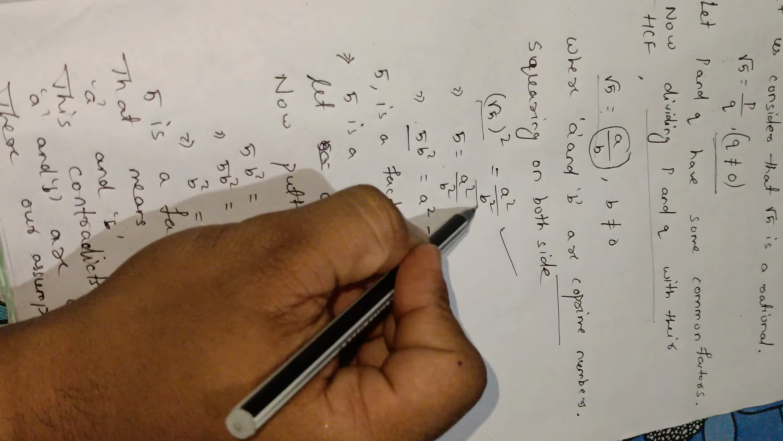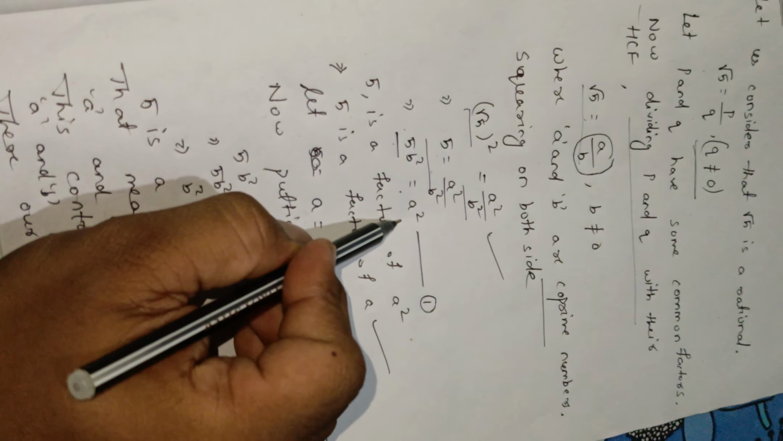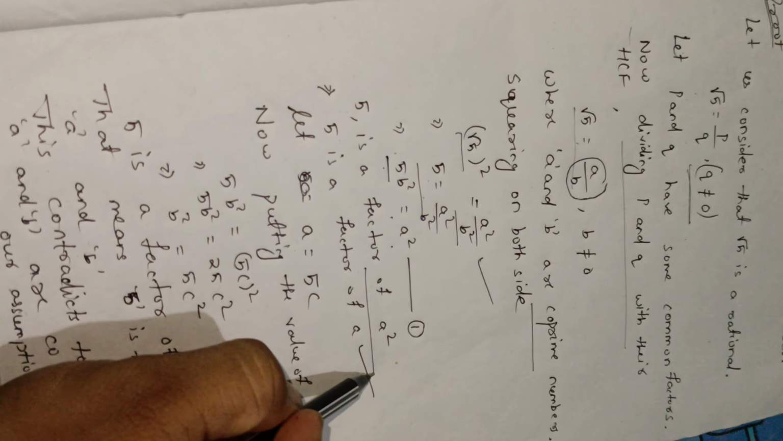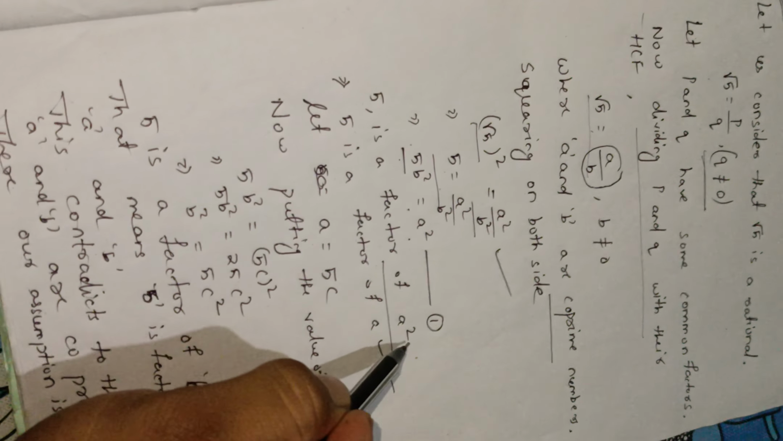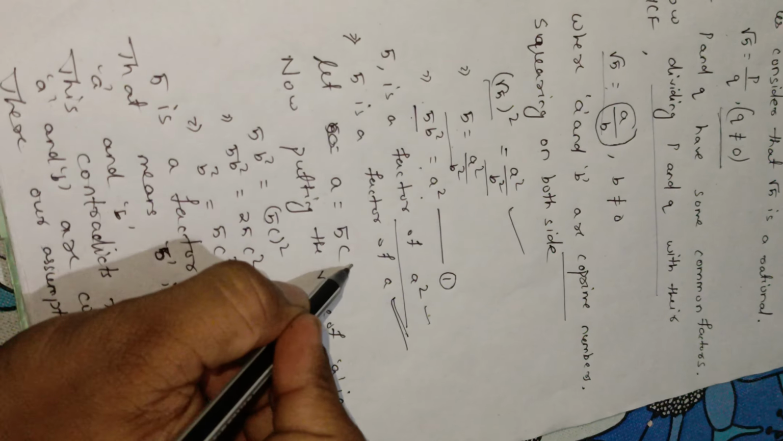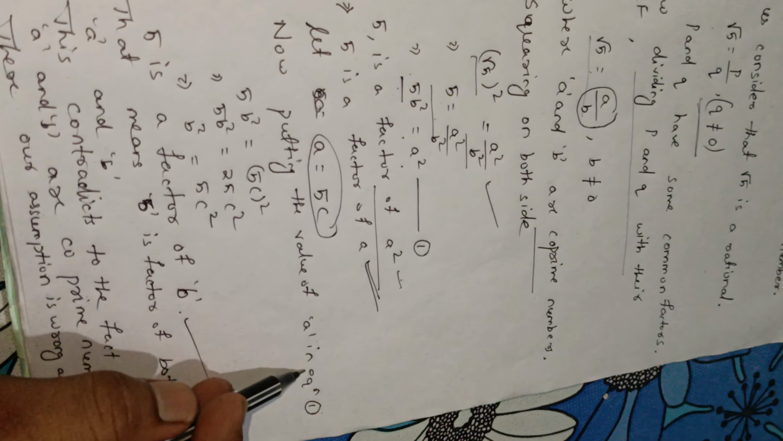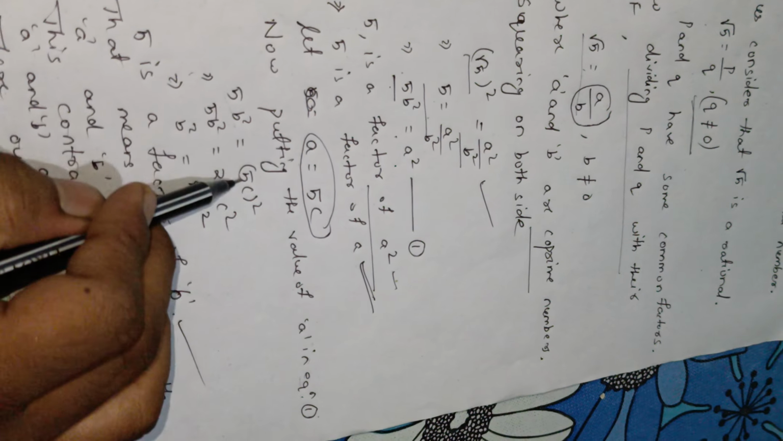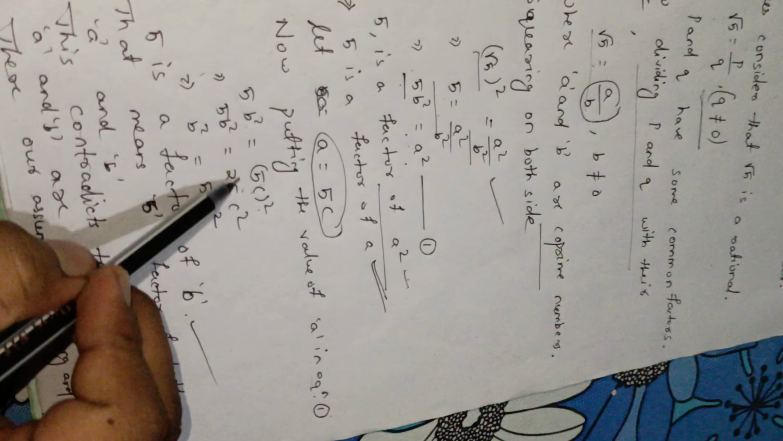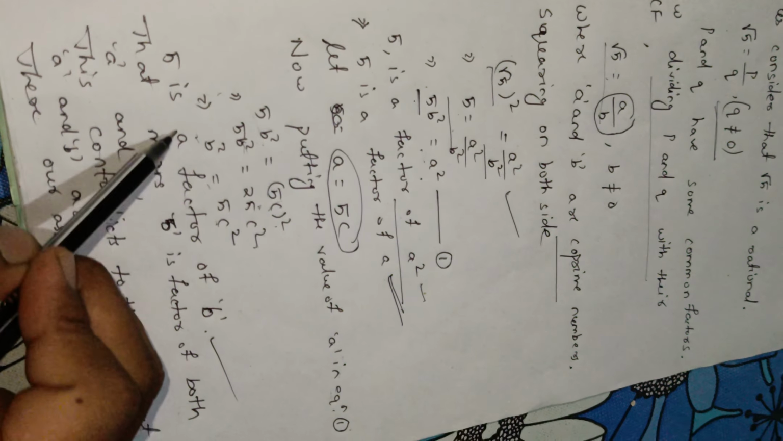Root 5 whole square is equal to a square by b square, so 5 is equal to a square by b square. That is 5b square is equal to a square. That means 5 is a factor of a square. Similarly, according to the theorem, if a number is a factor of its square, it will be a factor of the number itself, so 5 is a factor of a. Let a be some multiple of 5, that is a is equal to 5c. Now putting the value of a in equation 1, 5b square is equal to 5c whole square, that is 5b square is equal to 25c square. That means b square is equal to 5c square. So 5 is a factor of b.